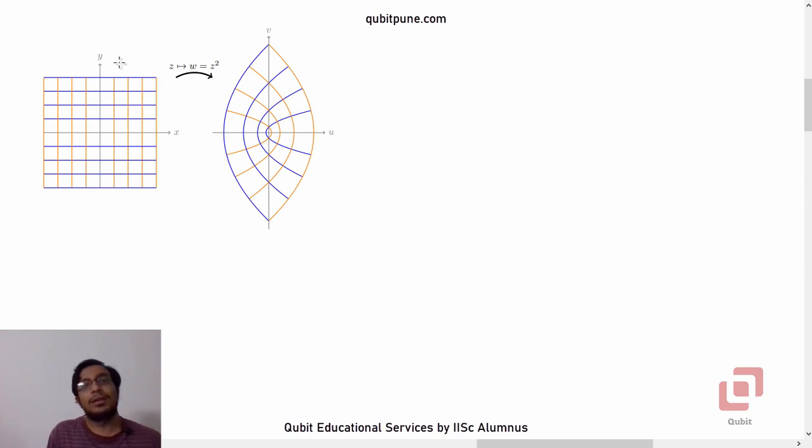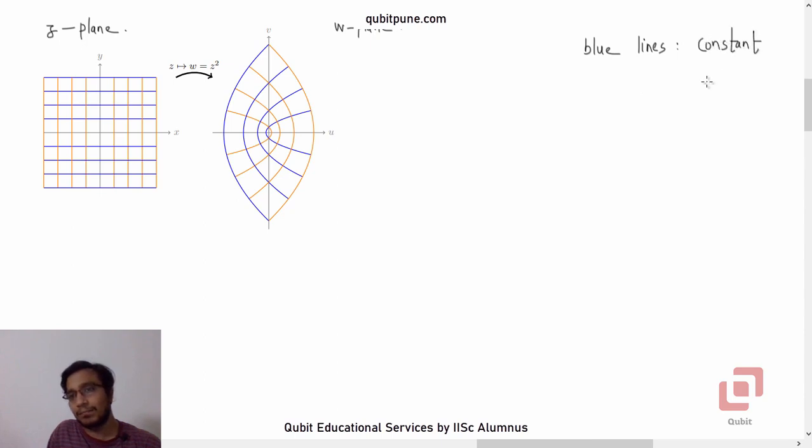Look at these two figures. The figure on the left is the z plane and the figure on the right is the w plane. On the z plane you can see a grid. The blue lines represent complex numbers with constant imaginary part. So let us say these are the complex numbers in the form x plus ai, where a is any real number.